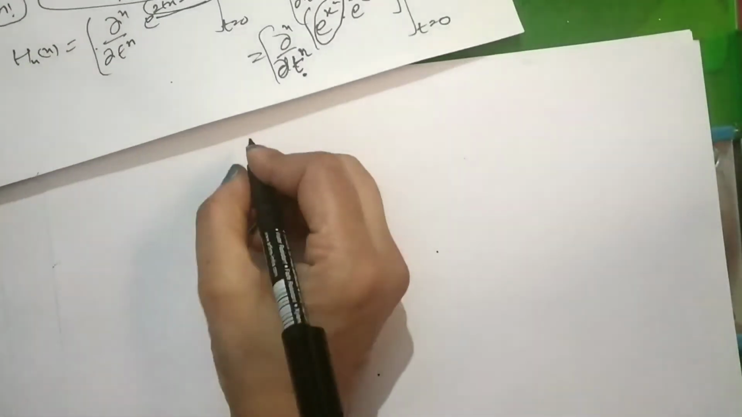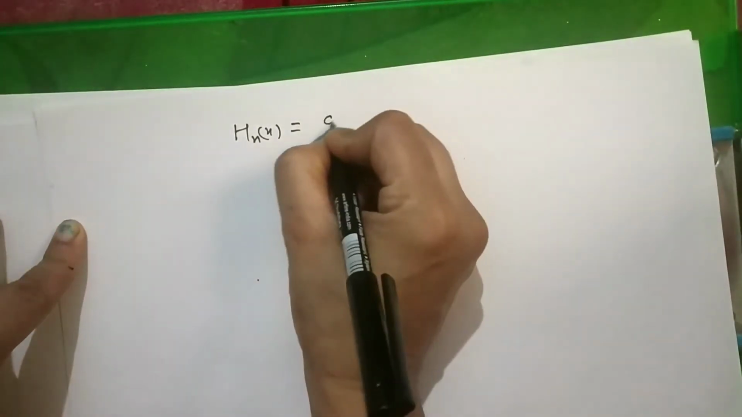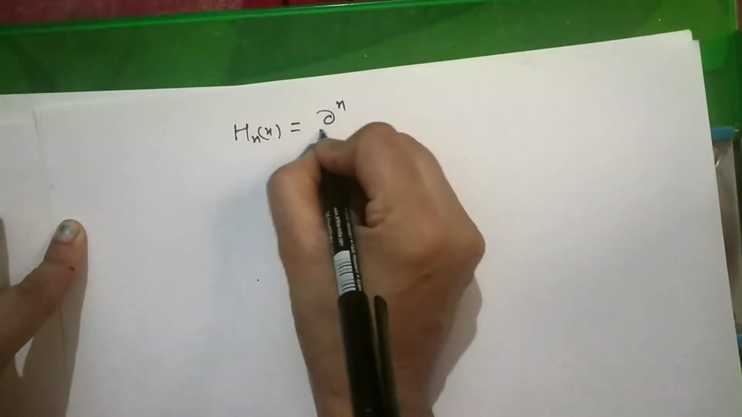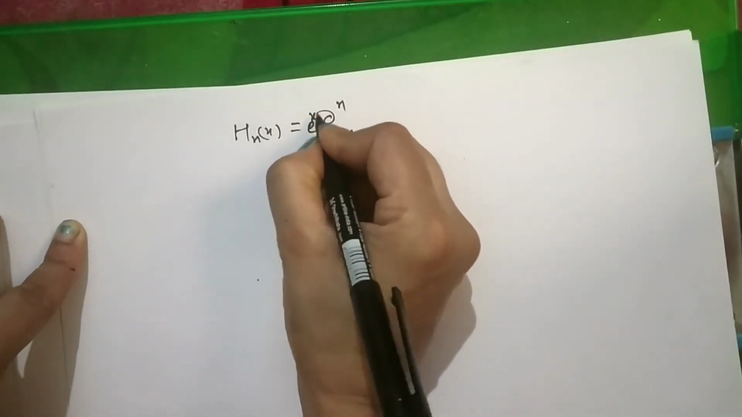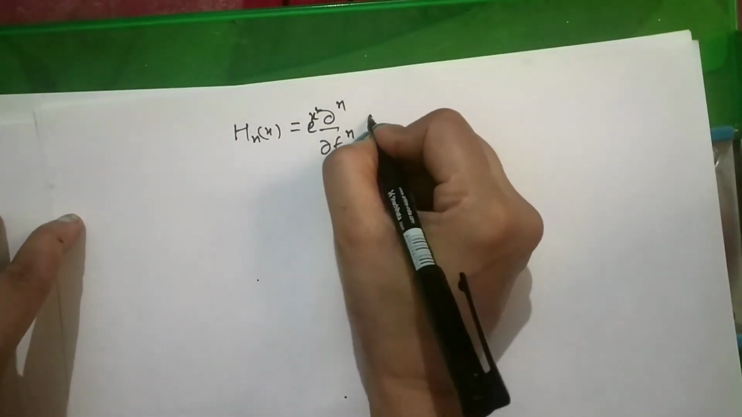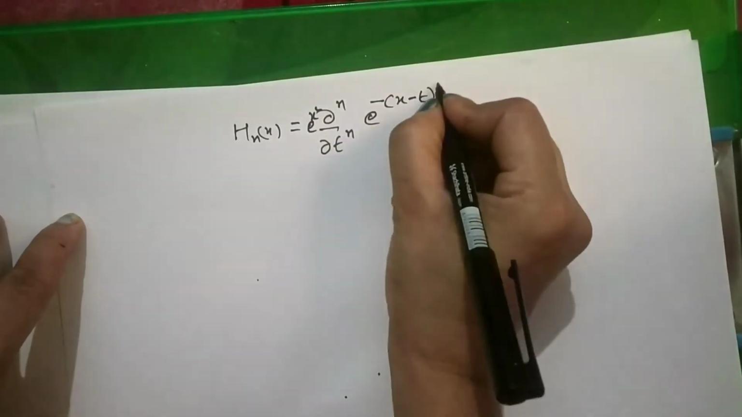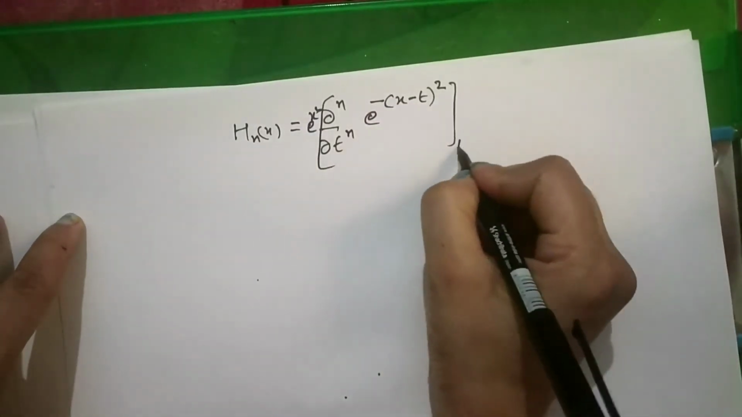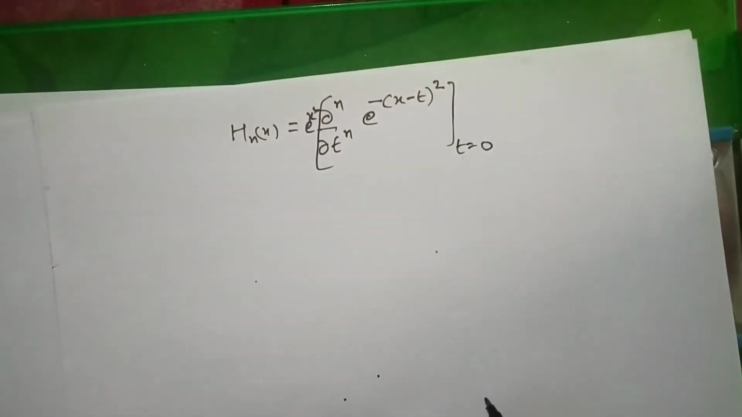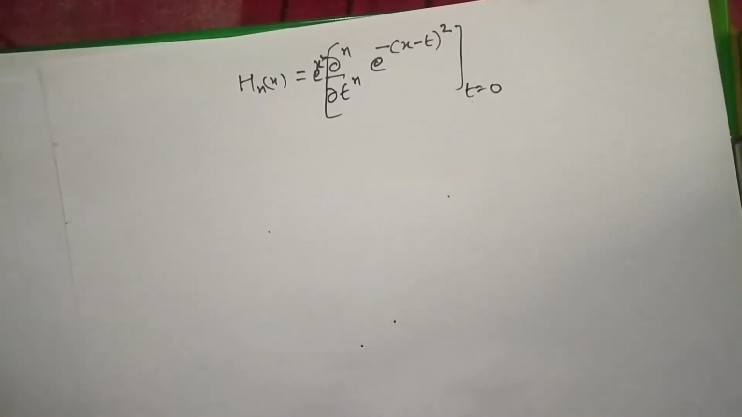So this will become, on the other side we have H_n(x), and on the right hand side we have the nth derivative with respect to t, and e raised to power x square we have taken common, and inside this derivative we have e raised to power minus (x minus t) whole square and t is equal to 0. Right? This is the value that we have obtained right now.